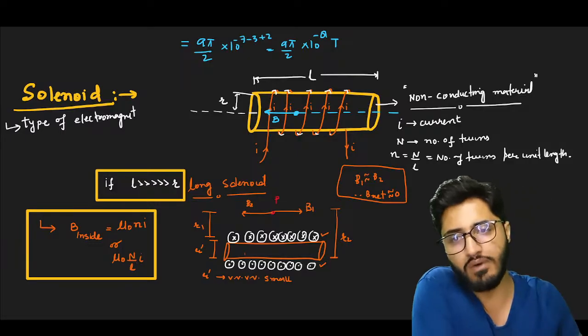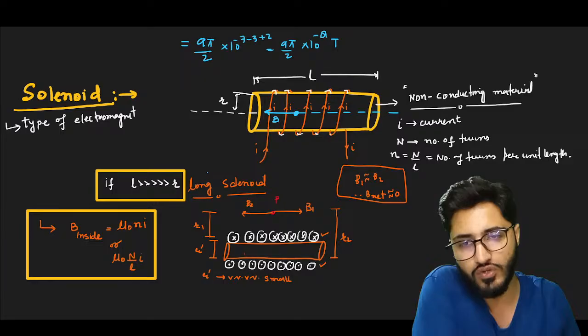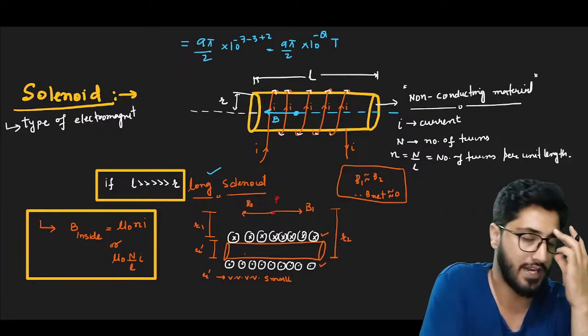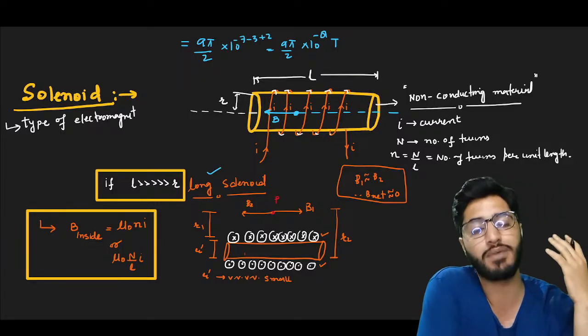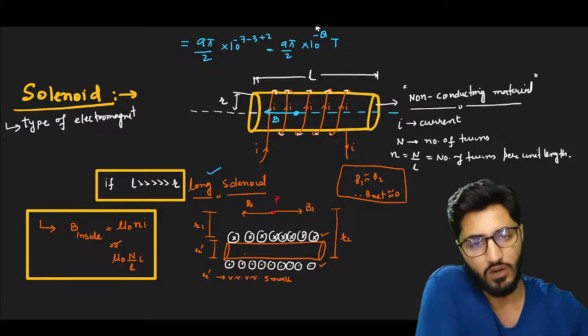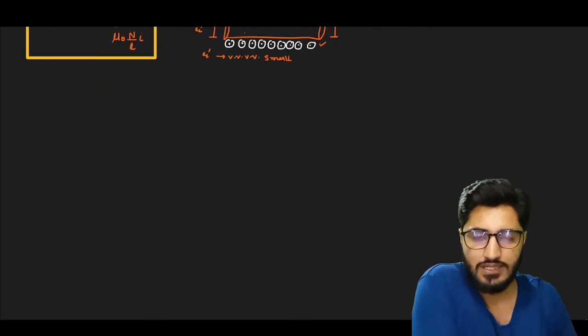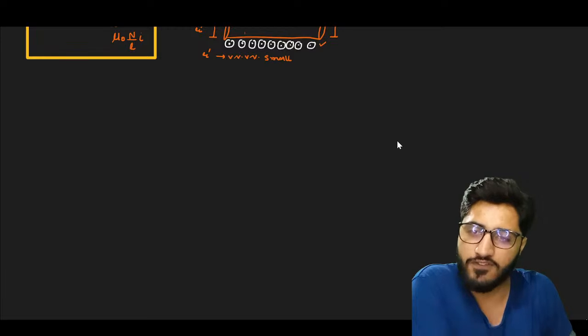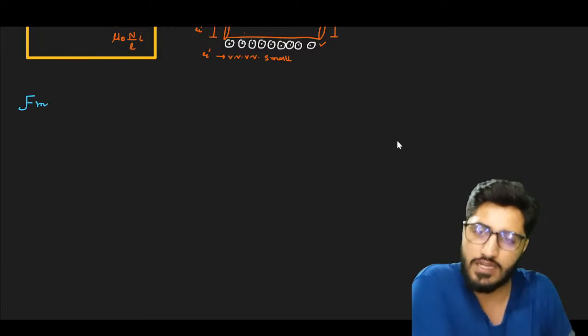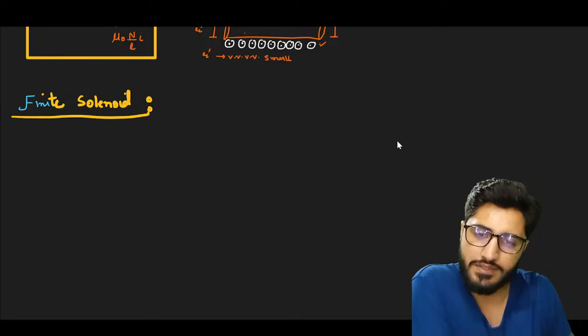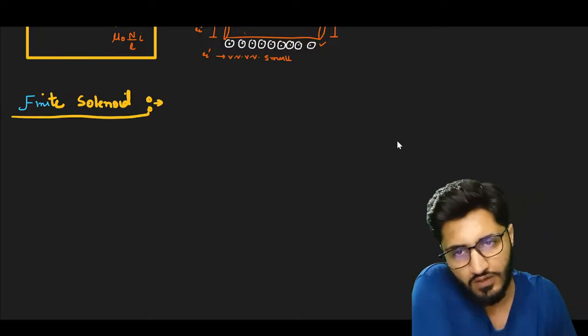So if we're talking about the long solenoid, the equation is nu naught N I, or nu naught capital N by L into I. Now, the second case is if we are having a finite solenoid. Finite means length is not that big. For that, look now, I will make a diagram.